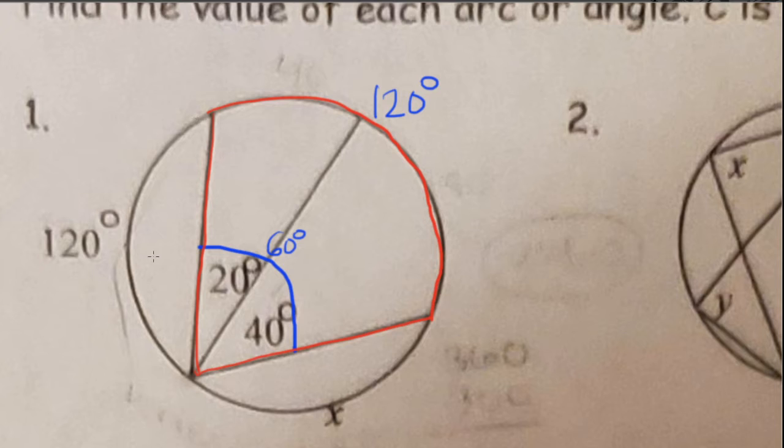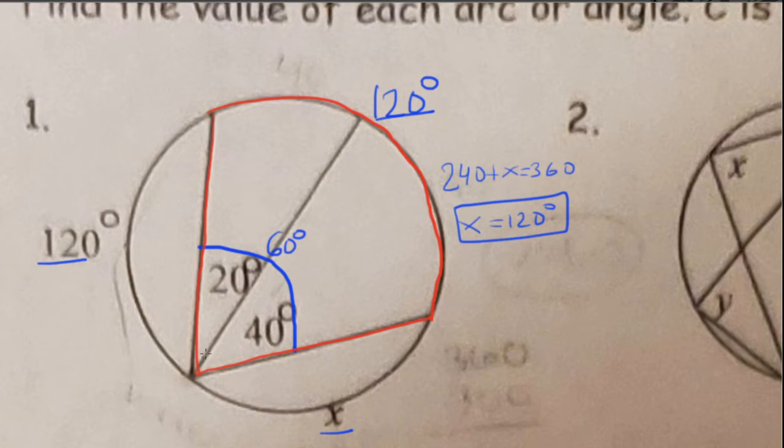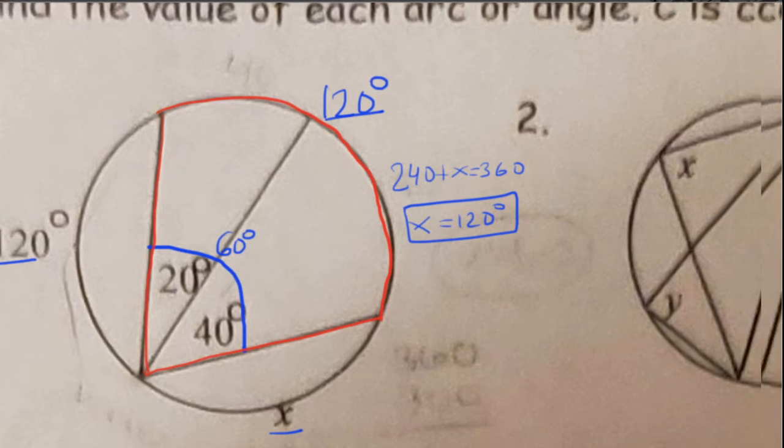Now the entire circle is going to be 360 degrees. So far we have 120, 120, and x. 120 plus 120 is 240, plus x has to be 360. So x here has to be 120 degrees. Okay. Let's look at the next one.